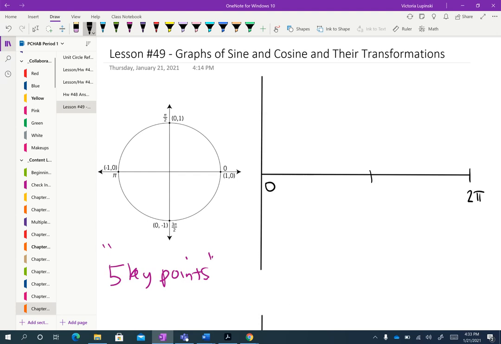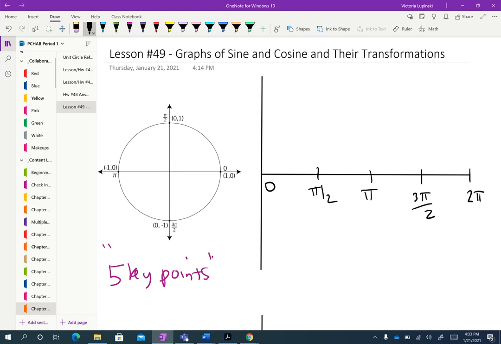Then, of course, halfway between 0 and 2 pi, that would be pi. Halfway between 0 and pi, that would be pi over 2. And then halfway between pi and 2 pi would be 3 pi over 2. Now, just something to point out, you should, of course, try to draw your tick marks so that they are equidistant, although a little bit of estimation is fine.